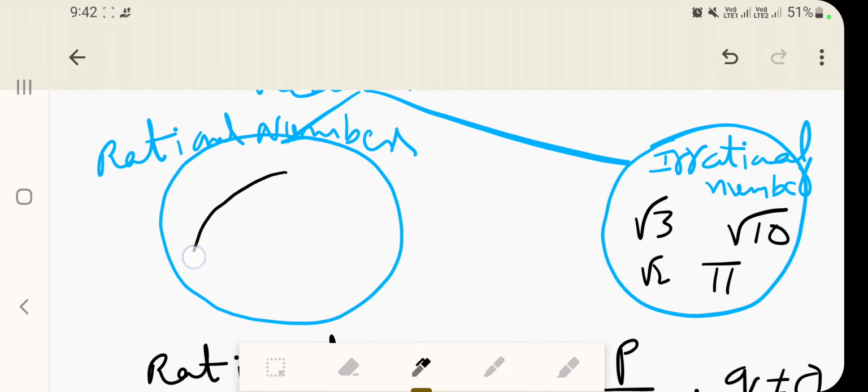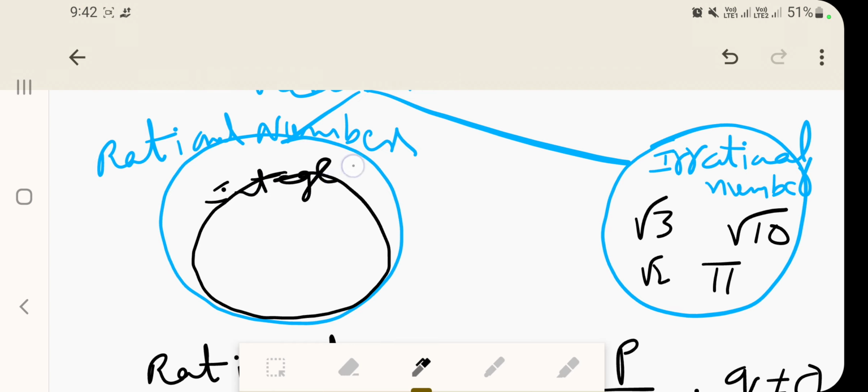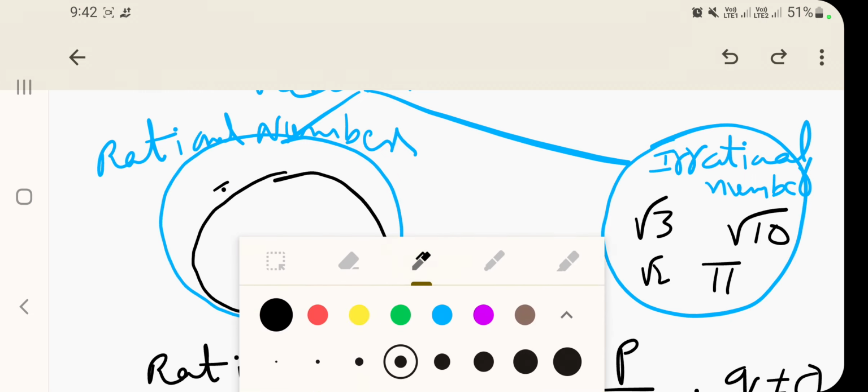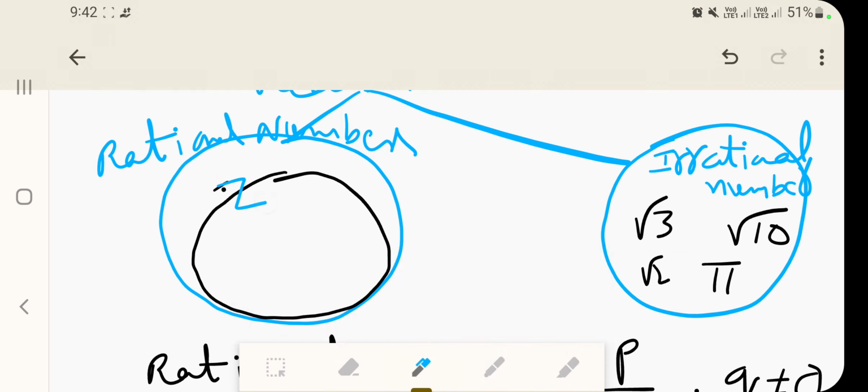Inside the rational numbers we get another type, that is integers. I'm trying to write integers. The symbol with which we can represent integers is Z, a double-lined Z you can write. So integers come under rational numbers.